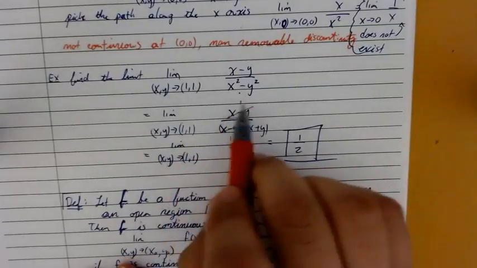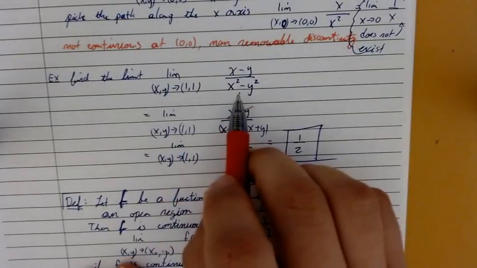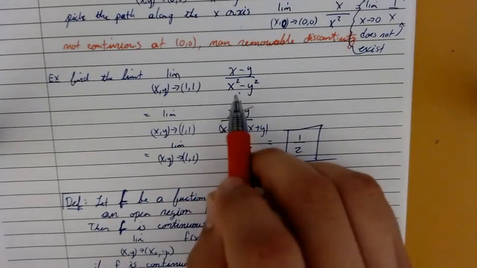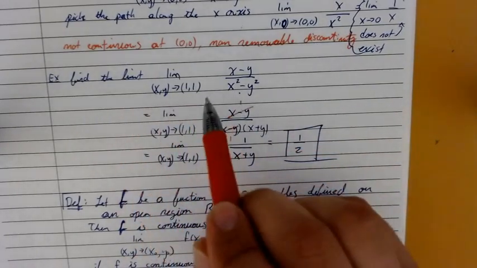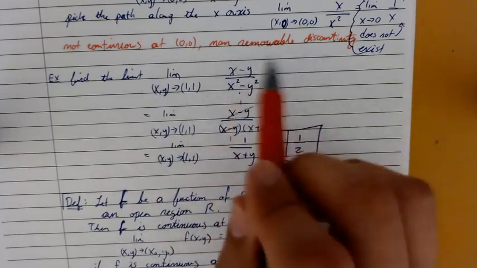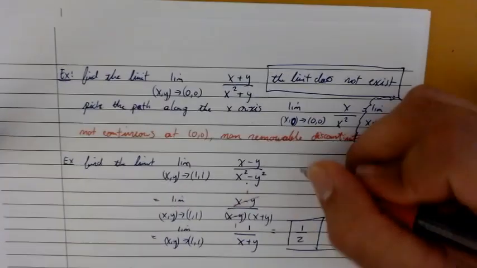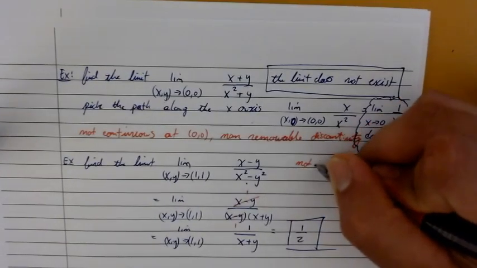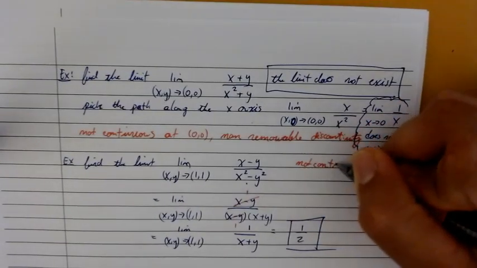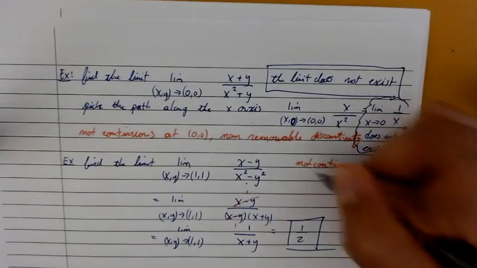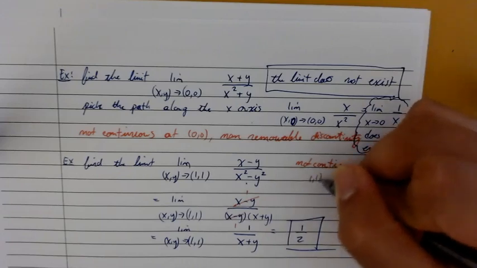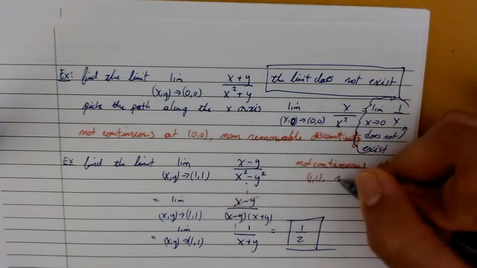This one, well, you could not plug it in. Okay, so this is also not continuous. Oh, but I was able to simplify it so I could plug it in. Okay, it's not continuous, at least at first, but you were able to remove the discontinuity. So this one is not continuous at 1 comma 1, but the discontinuity is removable.